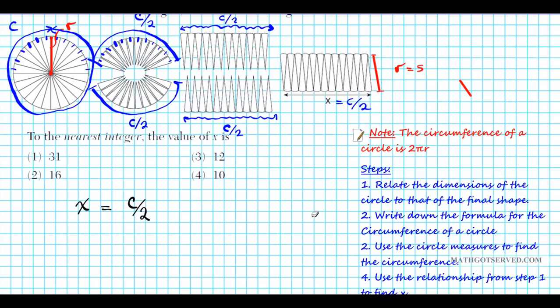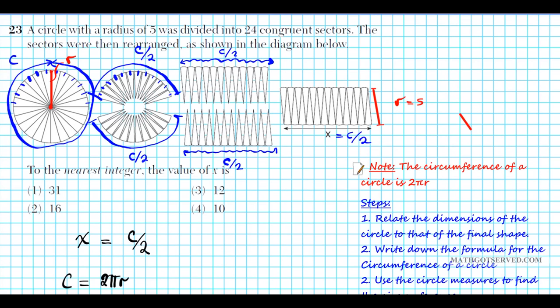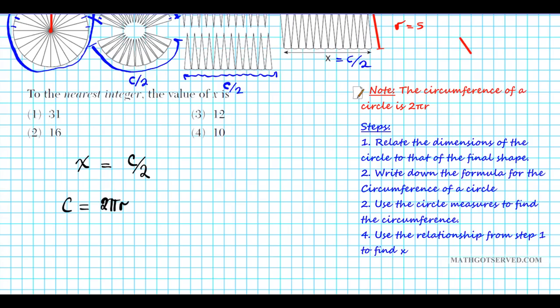Now, step 2, we're going to write down the formula for the circumference of a circle. Remember, that's 2 pi r. And then we're going to use the provided information to find the circumference, okay? We're told that the radius is 5. So we plug 5 in here. 2 pi multiplied by 5, you get 10 pi. Okay? So the circumference is 10 pi.